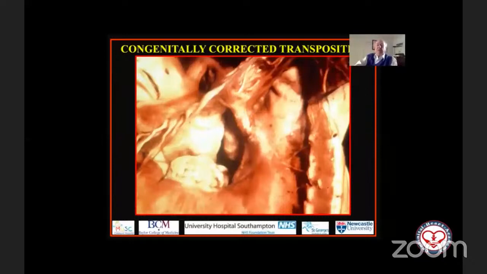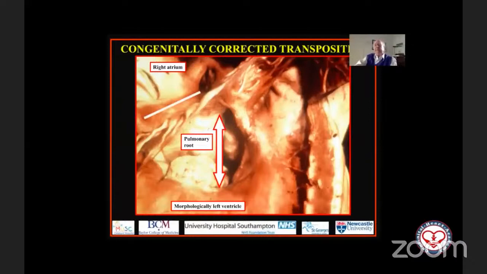But look what happens in congenitally corrected transposition. Here you're looking up into the roof of the right-sided morphologically left ventricle. So there, feeding into the left ventricle, we have the right atrium. There is the morphologically left ventricle, and there is the pulmonary root. And now the pulmonary root is wedging itself deeply between the mitral valve and the septal surface. There is what we call the malalignment gap. And now it's producing malalignment between the atrial septum and the ventricular septum.